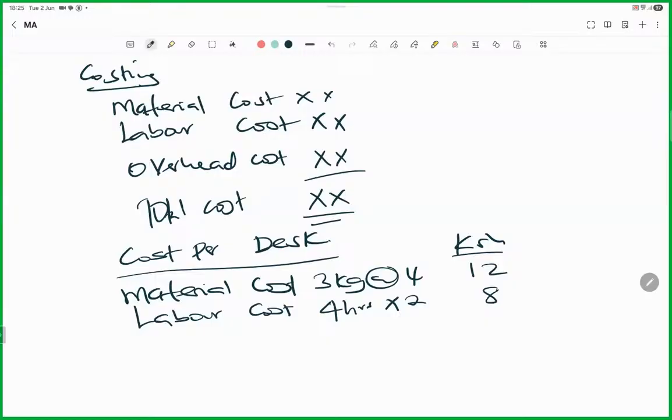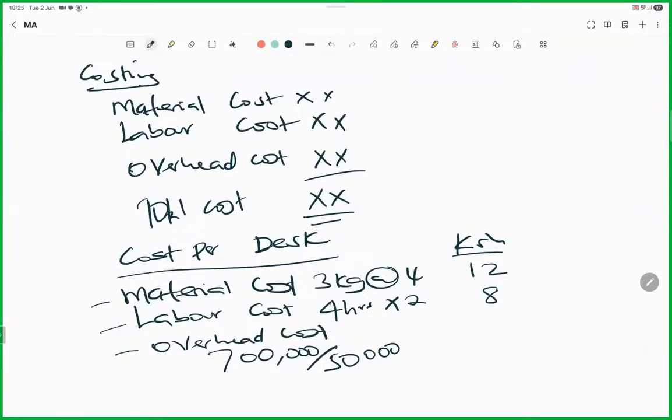And then we have overhead cost. They have given us a lump sum. So it has to be absorbed. They have told us overhead cost is how much? In the question, is it 700,000? 700,000. But now this is for producing how many units here? 50,000 units. Then what is 700,000 divided by 50,000? 14.